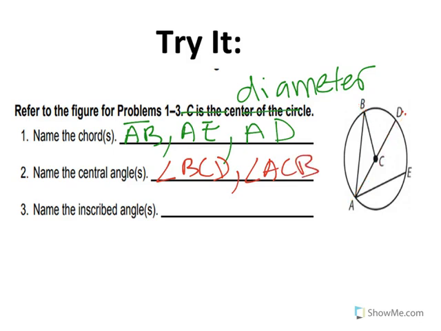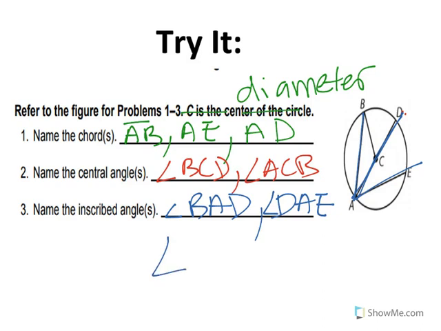And number 3, we're looking for an inscribed angle. So we could have BAD, and we could have another one, DAE, and we have another one, ABC.